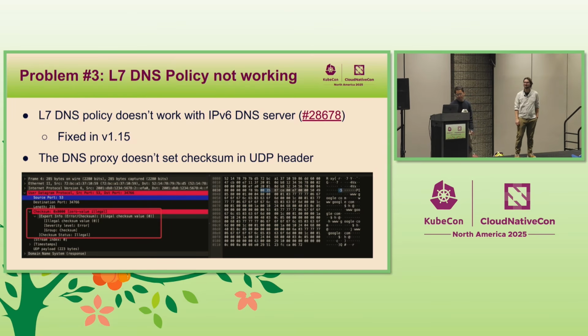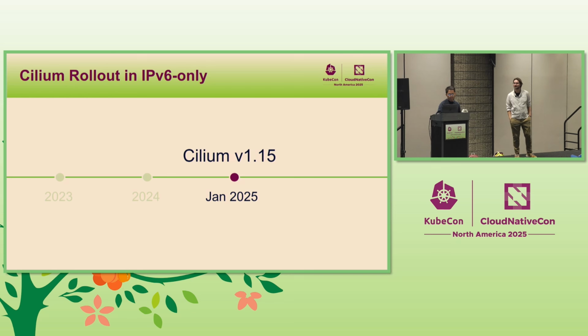As you can see from this Wireshark screenshot, it detects an illegal checksum, so the receivers drop the response. This got fixed in 1.15. We then continued again to try out 1.15 early this year, 2025.